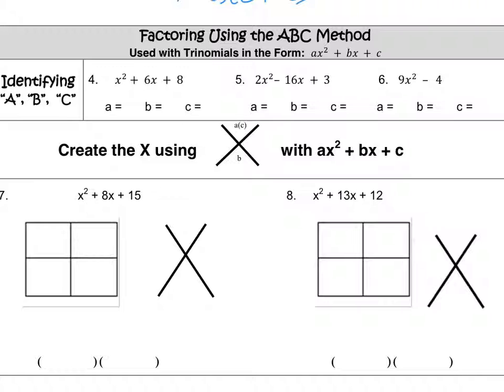But the first thing we need to know is when we've got something in standard form, that's this form right here, we're actually talking about ax squared plus bx plus c. So the first skill I want you to practice is just picking out the a, the b, and the c. So looking at number 4, ax squared, our a is going to be the number 1. Plus bx, our b is going to be 6. And plus c is going to be an 8.